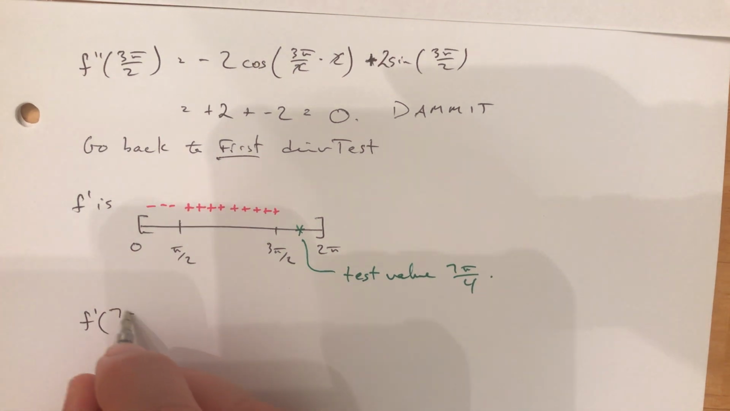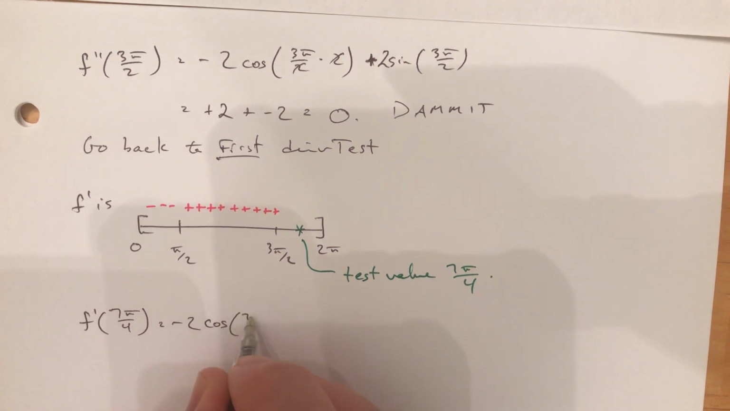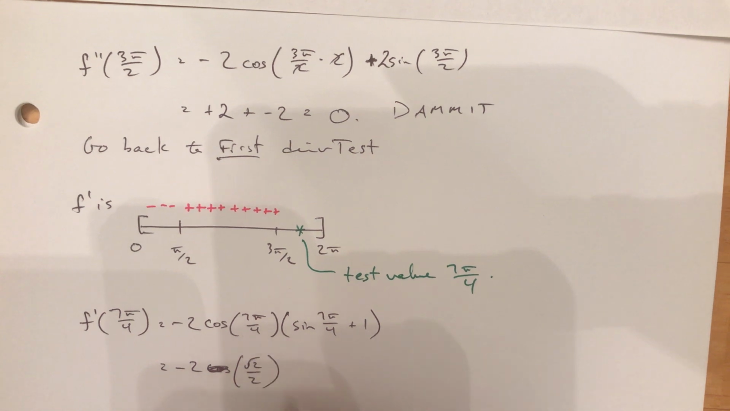F prime of 7 pi over 4 is, what was f prime? Negative 2 cosine of 7 pi over 4 times the sine of 7 pi over 4 plus 1. That's negative 2, cosine of 7 pi over 4 is the square root of 2 over 2. The sine of 7 pi over 4 is negative square root of 2 over 2. And we're going to add 1 to that.